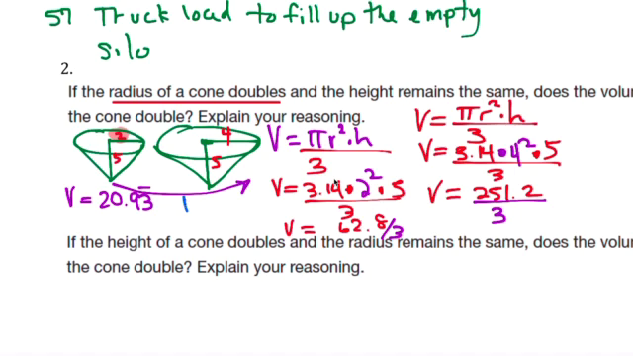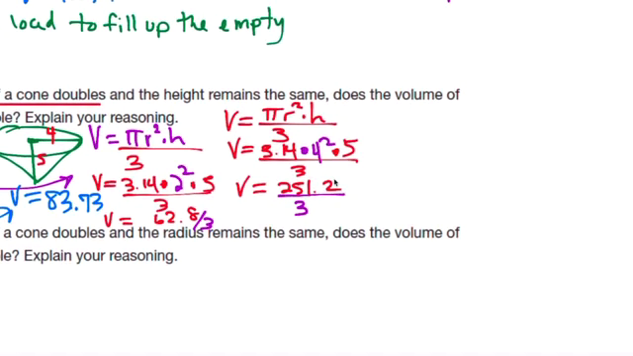And if you divide that by 3, you'll get the volume of the big cone to be 83.73. Now, did it double? No, it more than doubled. Double would be 40 something. So we divide to see how much bigger it is.